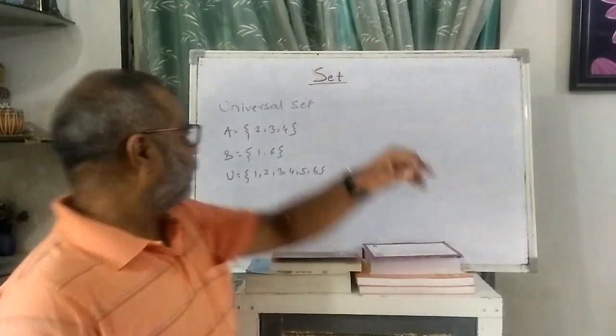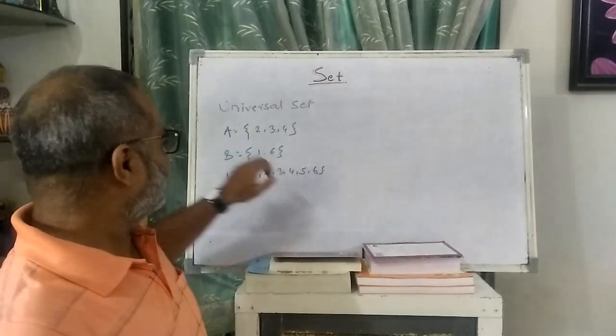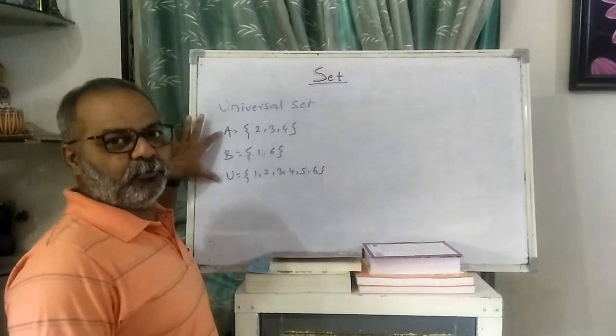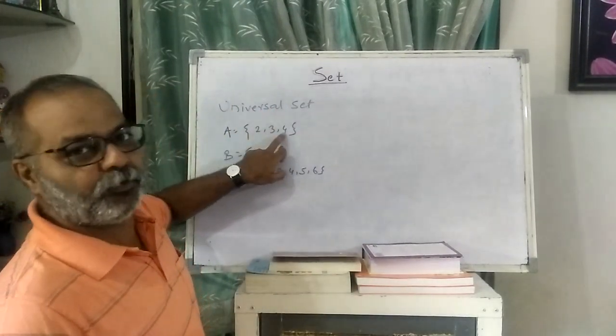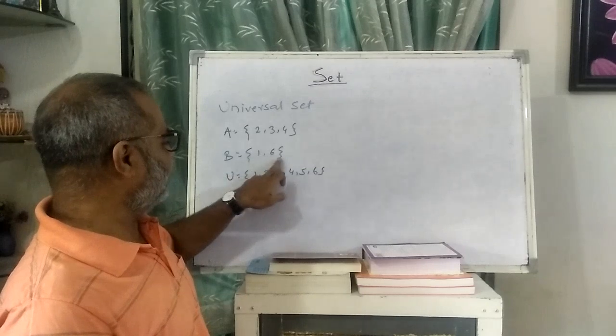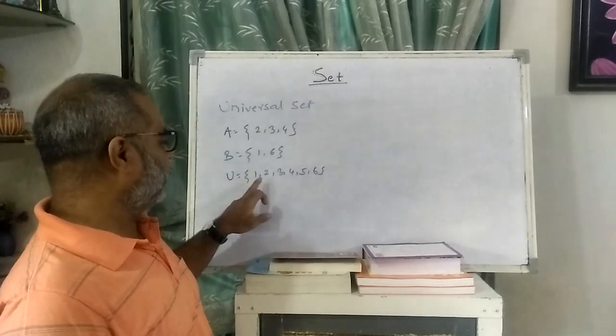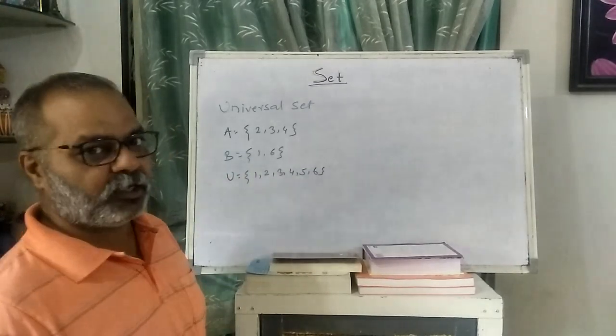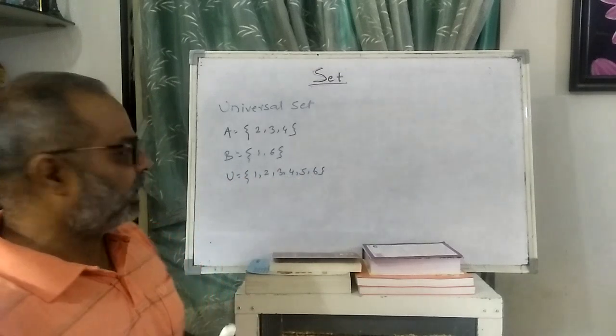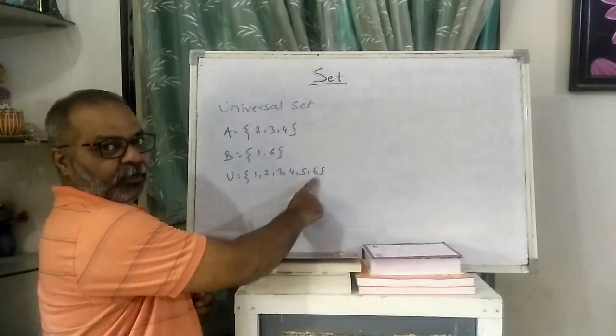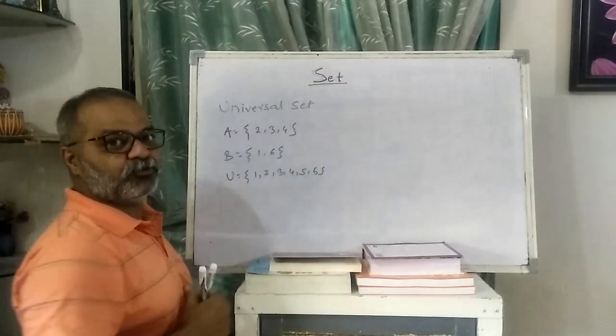Okay, now a universal set is there. So I write 3 sets on the board. A contains 1, 2, 3, 4. What is B? Here it is 1, 6. And I write U as the set 1, 2, 3, 4, 5, 6. Okay, now use the concept of subset. Now this is the bigger set, bigger with consideration of these ones.